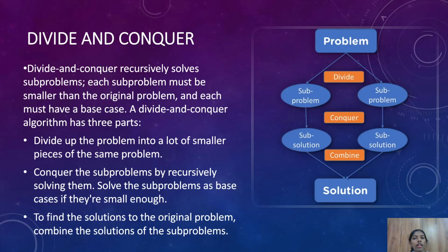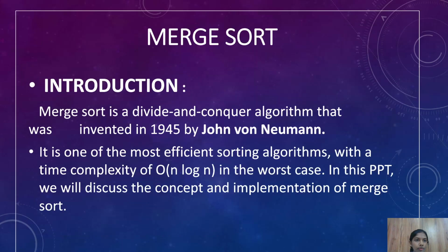Let's see about the divide and conquer technique. Divide and conquer recursively solves subproblems. Each subproblem must be smaller than the original problem, and each must have a base case. A divide and conquer algorithm has three parts. Divide up the problem into a lot of smaller pieces of the same problem. Conquer the subproblems by recursively solving them. Solve the subproblems as base cases if they are small enough. To find the solution to the original problem, combine the solutions of the subproblems.